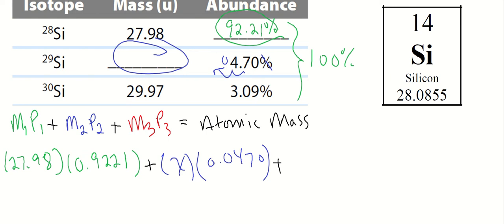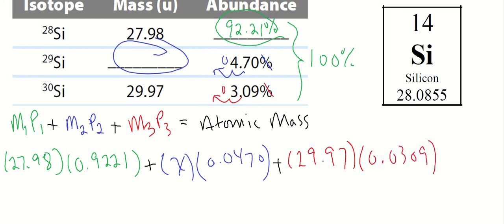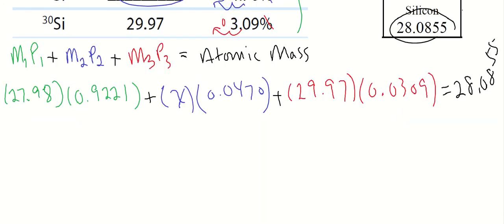Silicon-30 is our third and final isotope. The mass of that is 29.97. Percent abundance is 0.0309. And all of that is going to equal that number right there on the periodic table, 28.0855. All right, let's simplify.